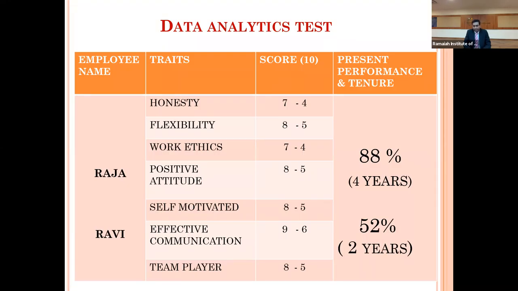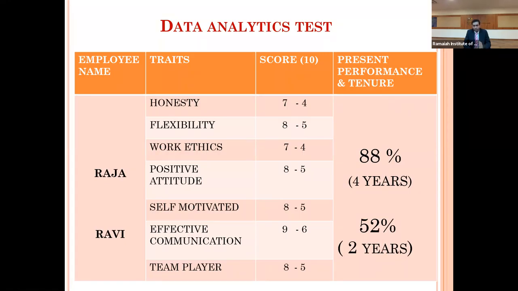Out of 10, they calculated the scores. Just kindly see the first score: 7, 8, 7, 8, 8, 9, 8. So honesty 7, flexibility 8, work ethics 7, positive attitude 8, self-motivated 8, effective communication 9, team player 8. All these scores belong to Mr. Raja. Then 4, 5, 4, 5, 5, 6, 5. These scores were scored by Mr. Ravi.